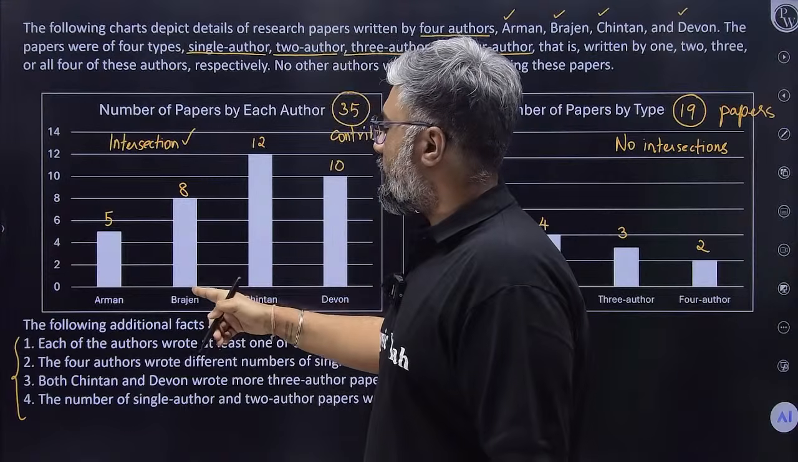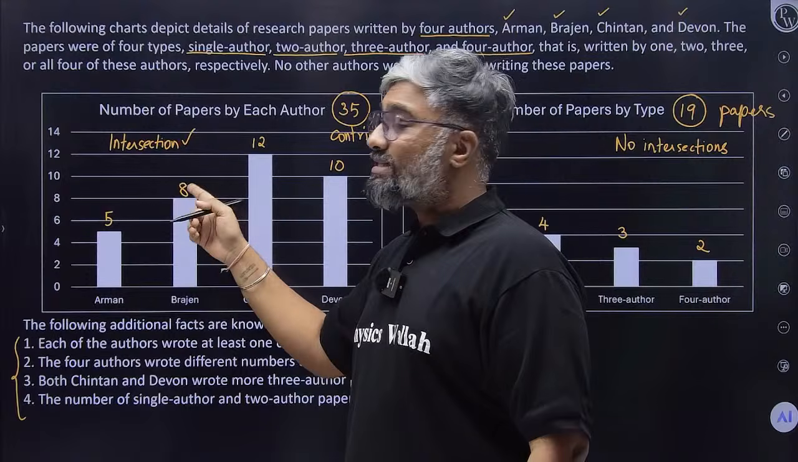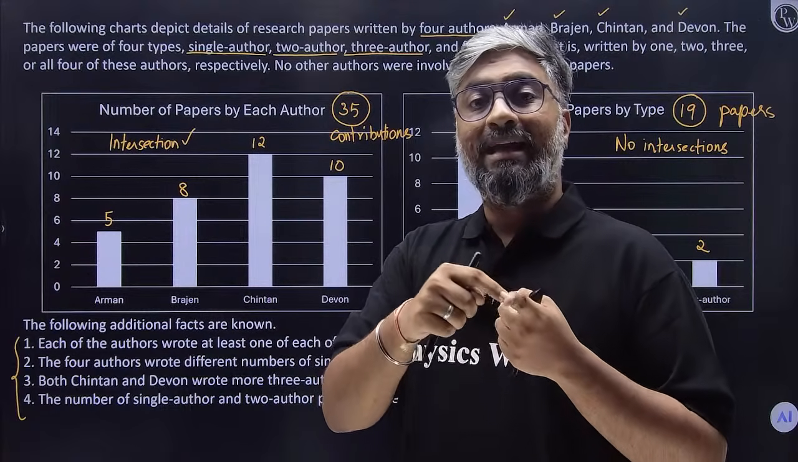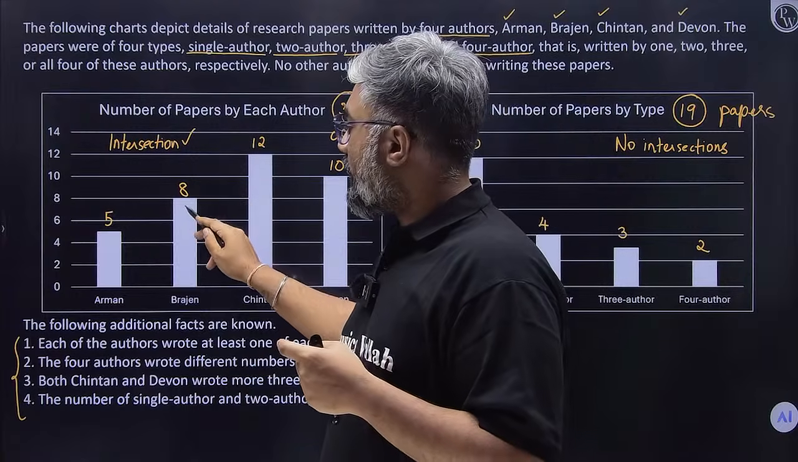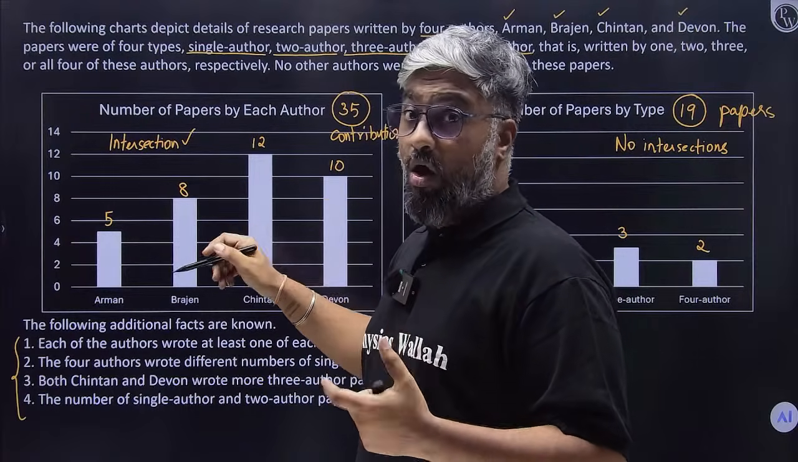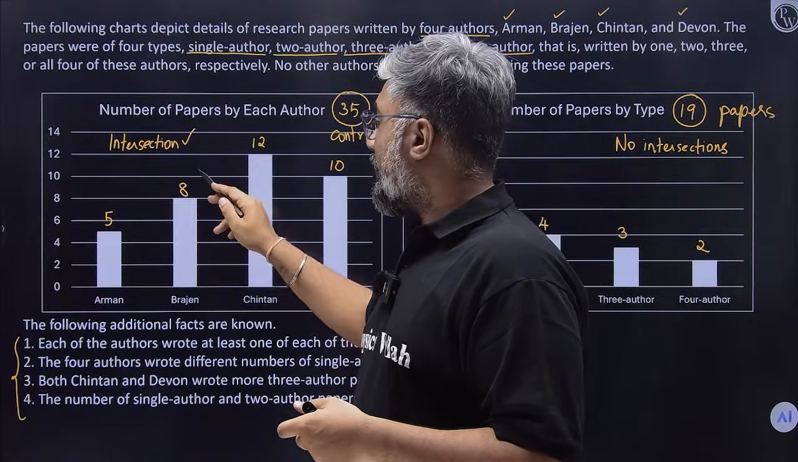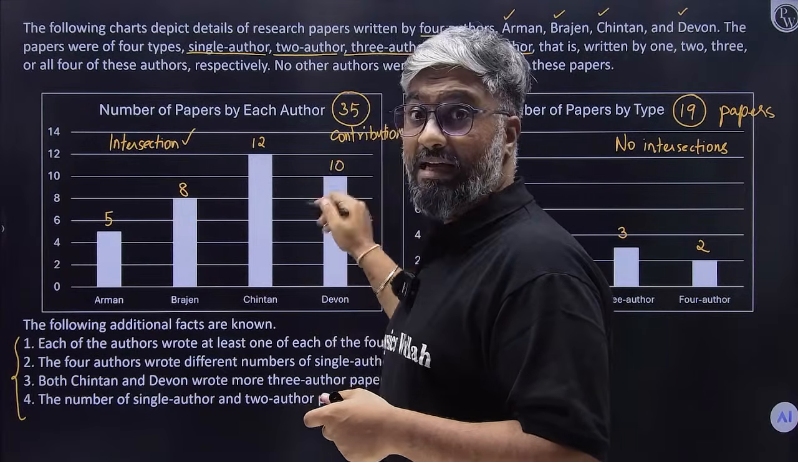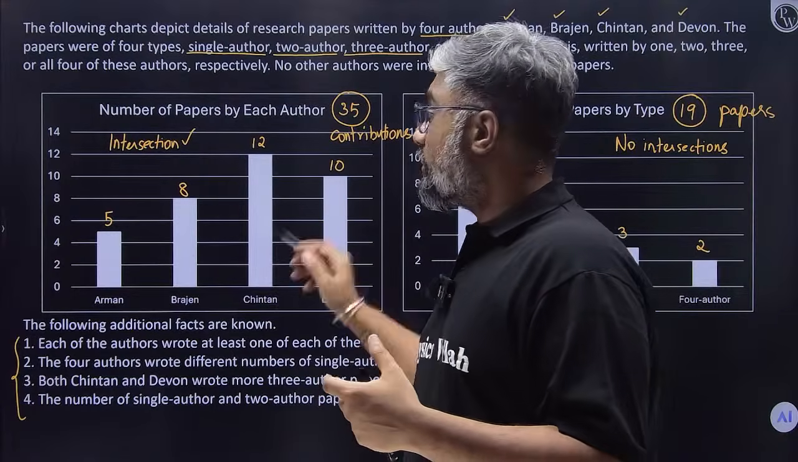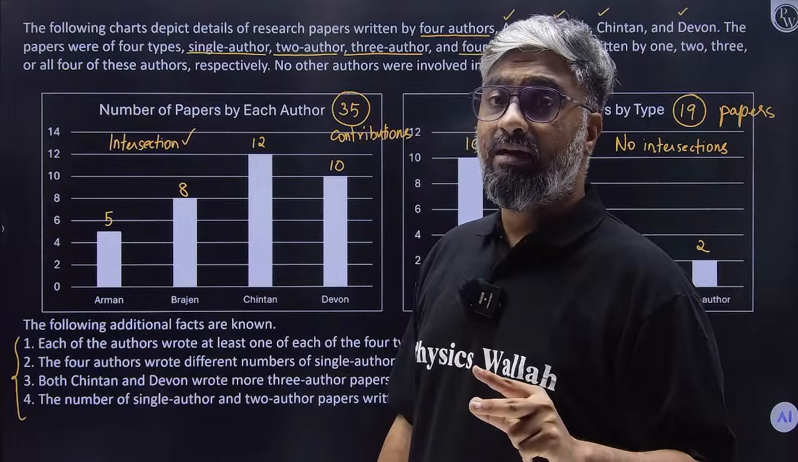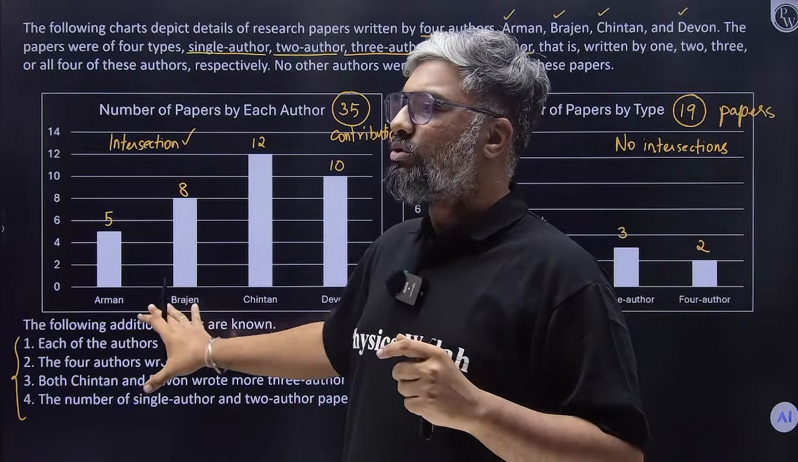Total number of papers written by Brahan is 8, but this 8 can include papers written by only Brahan, papers written by B and A, B and C, B and D, or papers written by A, B and C, A, B and D, B, C and D. It can also include papers written by all 4. Since there is an intersection, we cannot directly get it, but we have some conditions to help us with that.